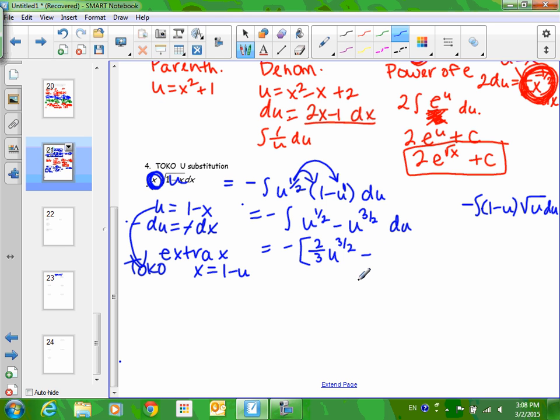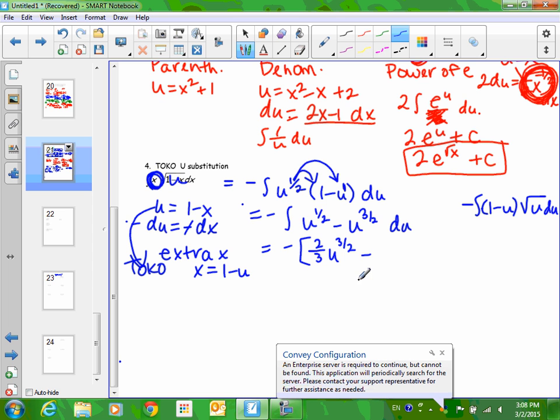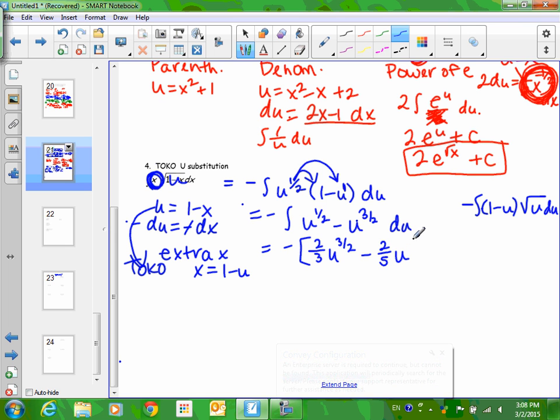Minus. So on the next one, what would the power be on the next piece? 5/2, so the reciprocal would be 2/5. And now you are almost done, but remember, you can't have u in your final answer. So I'm going to distribute through that negative. I think we should all be okay with that by now. If you didn't distribute the negative, that's okay.